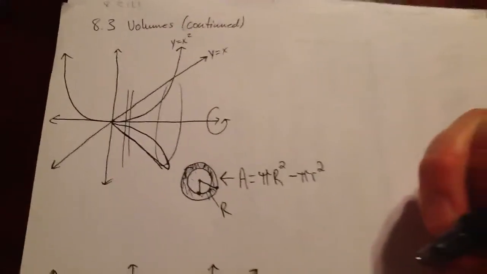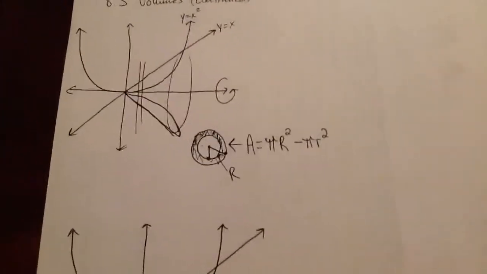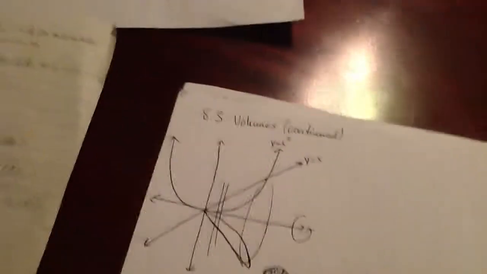I didn't come up with that myself. When I wrote my own notes, I called it R1 and R2, and then I looked in the book. I was like, oh, big R, small r. That makes a lot more sense. So can't take credit for that one.